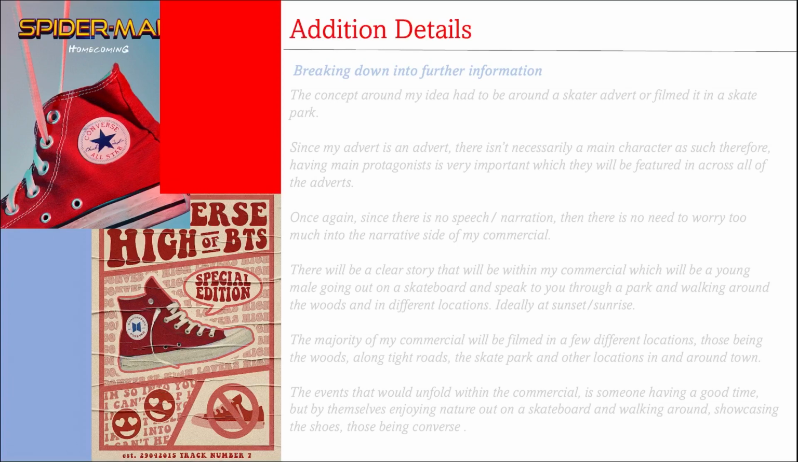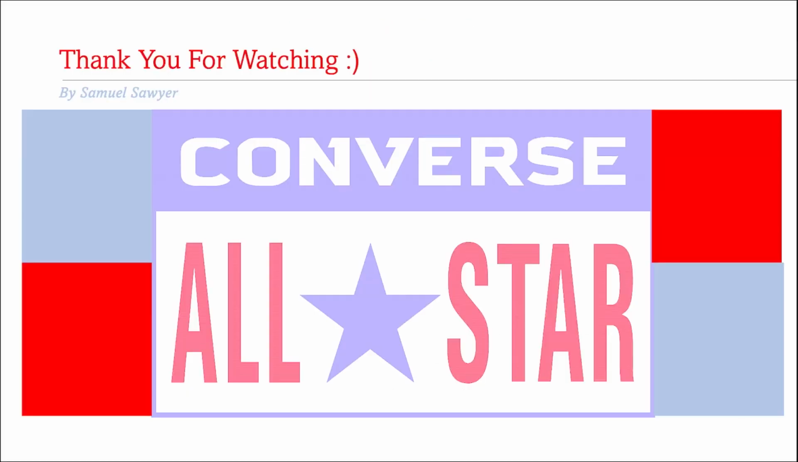There will be a clear story within my commercial of a young skater going around on his skateboard and through the park and walking through the woods, just showcasing the shoes, the different colours representing different places. The majority of the commercial will be filmed in different locations across the woods and along tight roads, skate parks, and in town and around, just to show the different use cases and the different types of shoes for different places. The events that would unfold within the commercial is someone having a good time and enjoying themselves in nature or in and around the skate park and just living their teenage dream, if you would call it that.